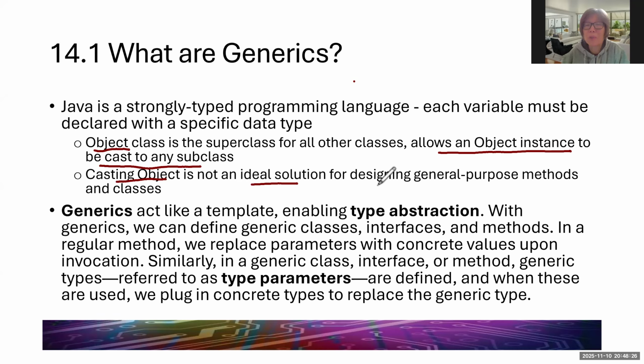If we want to design some general purpose method, class, or interface, that's not ideal. So we want to design some type like a template. Basically, generics act like a template that enables what we call type abstraction. With generics, we can define generic classes, interfaces, and methods.